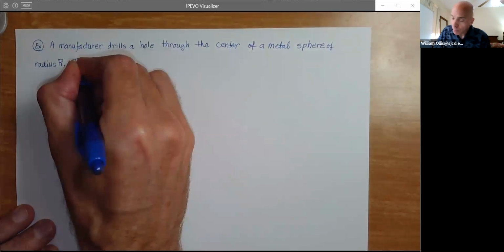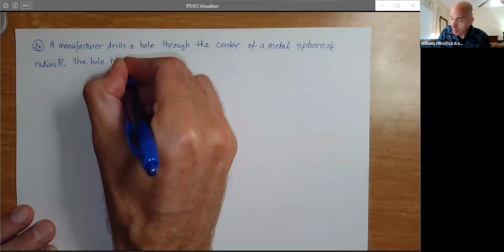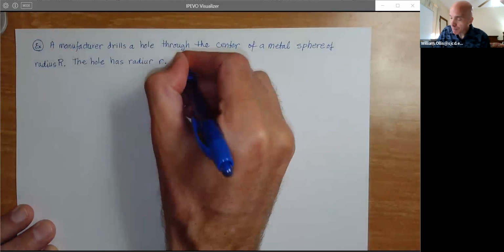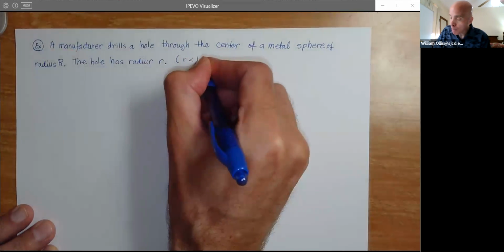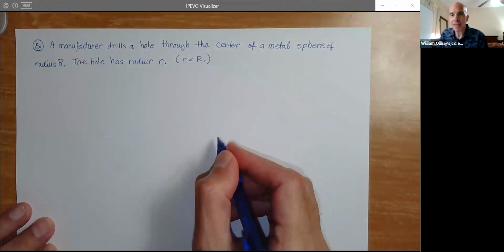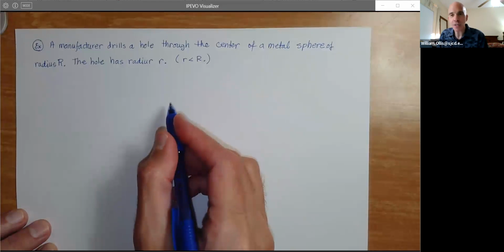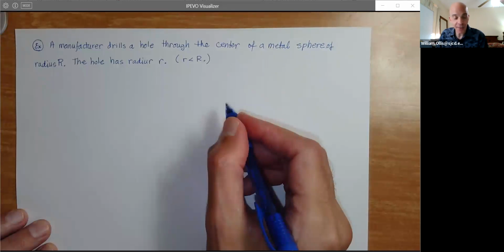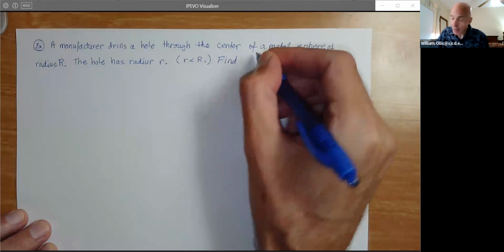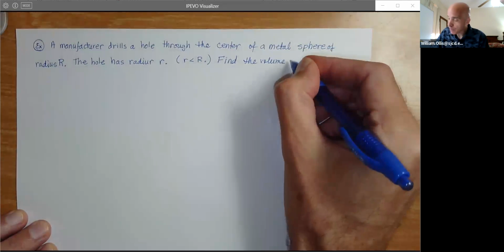Now, the hole that's been drilled has radius r. These are all constants. And of course, r is less than uppercase R. So you're thinking here, we're going to have to use some kind of method that deals with an outer and inner radius. And we're already taking the letters that we normally use. And unfortunately, that happens in math. And then the direction is to find the volume of the resulting ring.